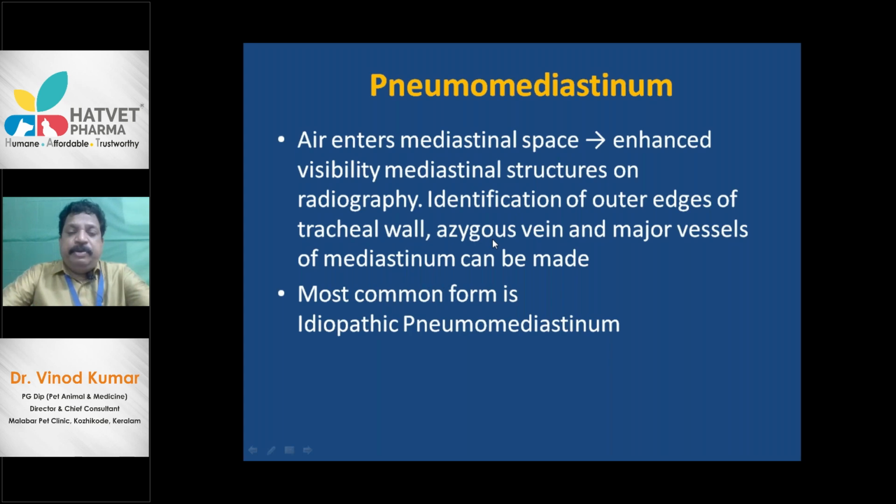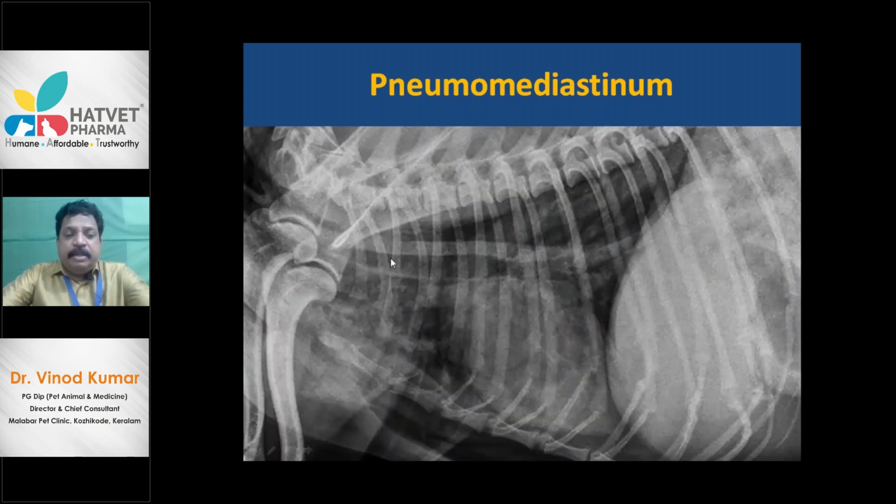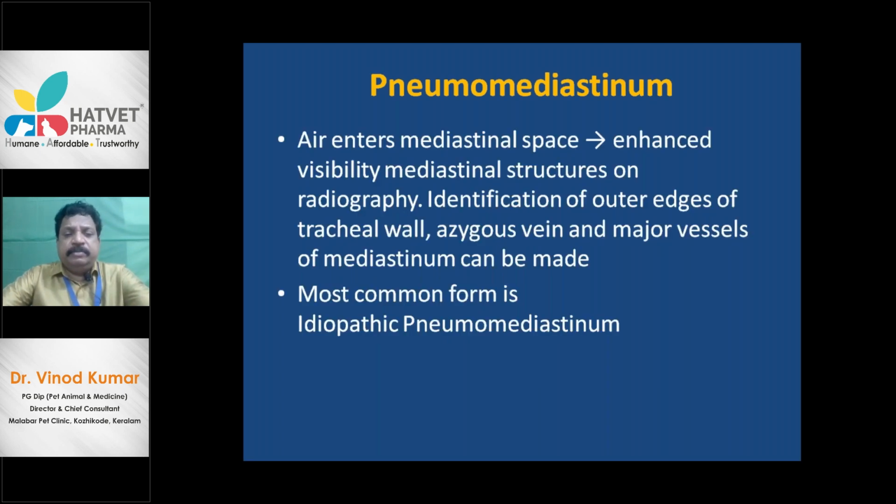So we should think about the diagnosis or the identification of the outer edge. See, you can see the inner edge of the trachea and outer edge of the trachea. See this. You can see the inner edge as well as outer edge of the trachea. That can be seen only in pneumomediastinum. You will not miss it.